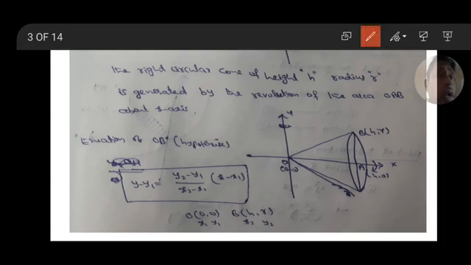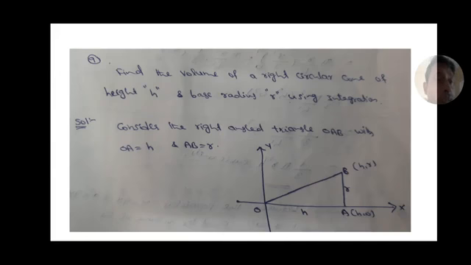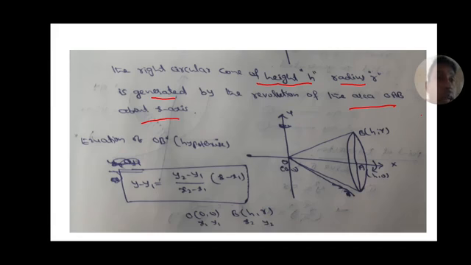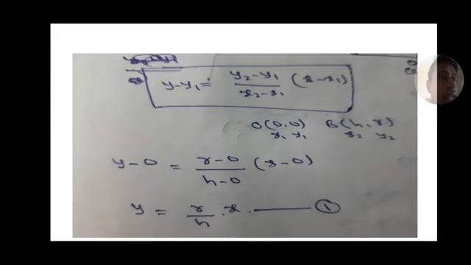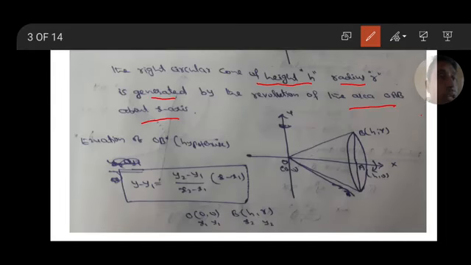Now, the right circular cone of height h and radius r is generated by revolution of the area OAB about the x-axis. This OAB triangle total area is revolving about the x-axis. Then we get a right circular cone of height h and radius r. The figure is like this. The figure comes like this. Right circular cone, this distance is h, and this AB is r.